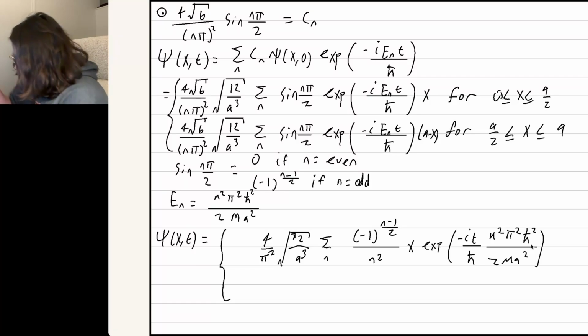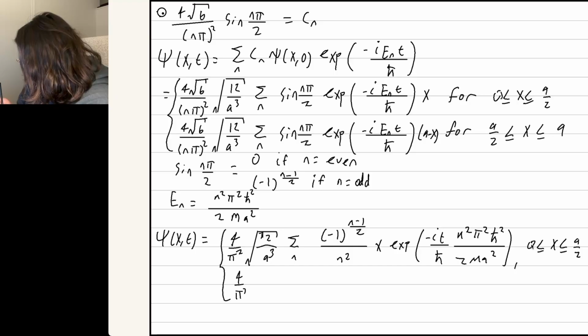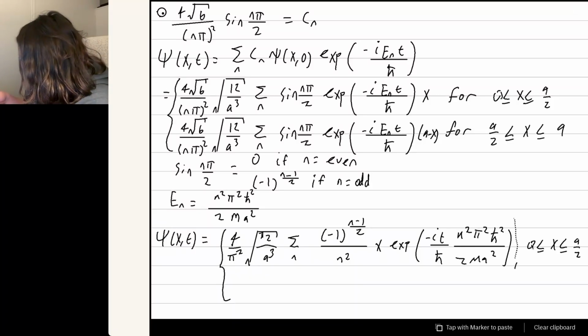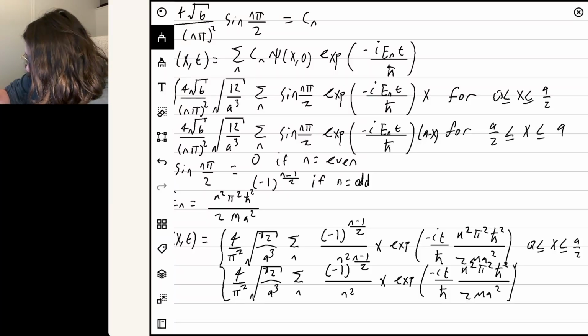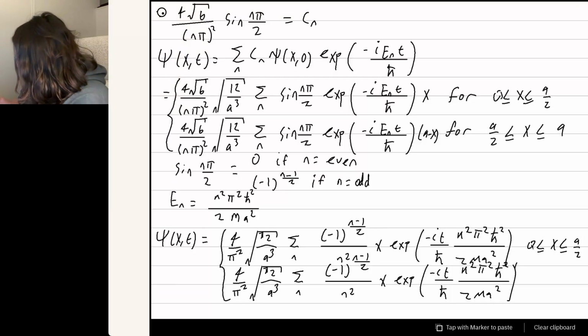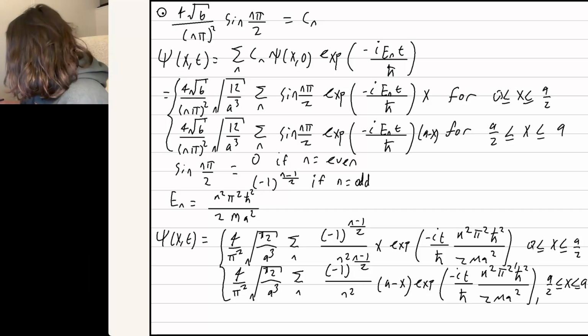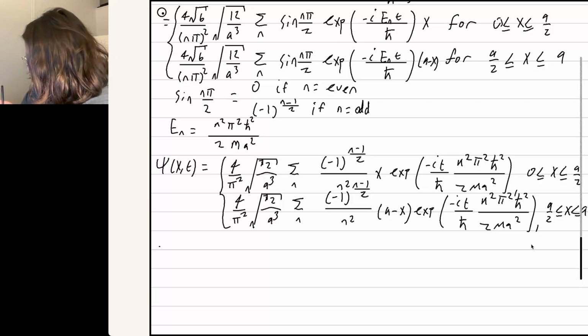for the first range. Second range, I'm going to write it all out again. Copy that down. Except now you're multiplying by a minus x instead of just x. It's looking really gross now. From a over 2 to a. Let's keep simplifying.